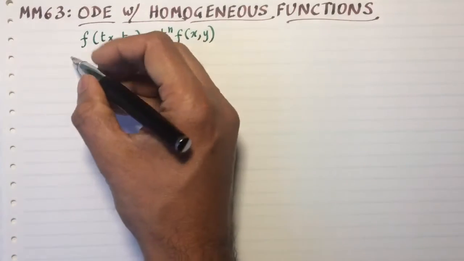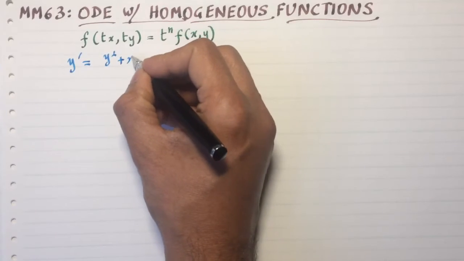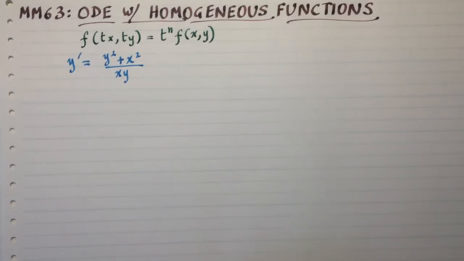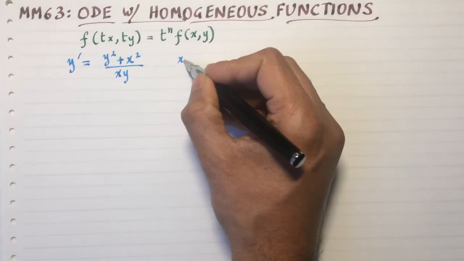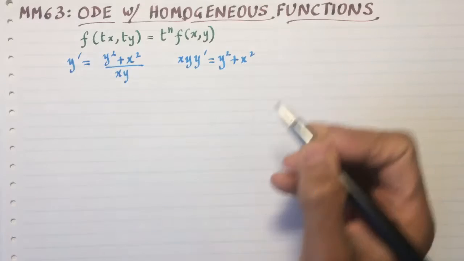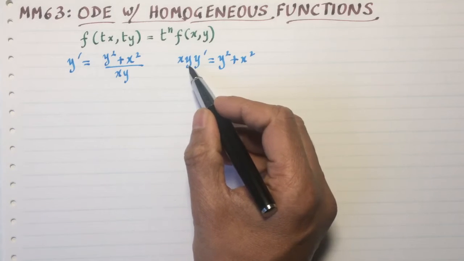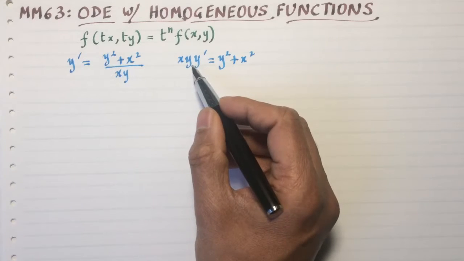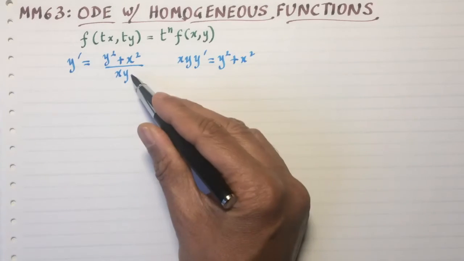Let's try solving y prime equals y squared plus x squared over xy. Now this problem may not initially be stated like this. You could have been given the problem as: solve y prime equals y squared plus x squared, or something like that. And then you have to take it upon yourself to recognize that this is a homogeneous function of order 2 in this case. So you'll have to divide both sides by xy to proceed.